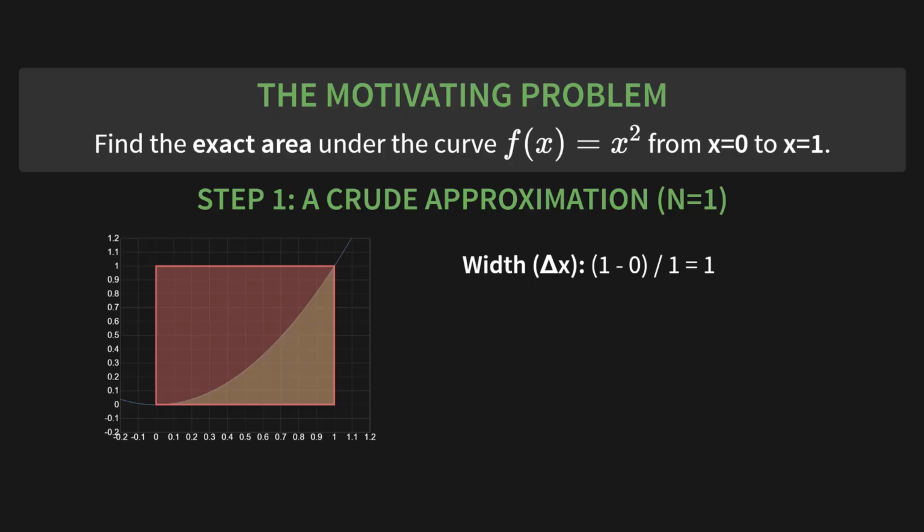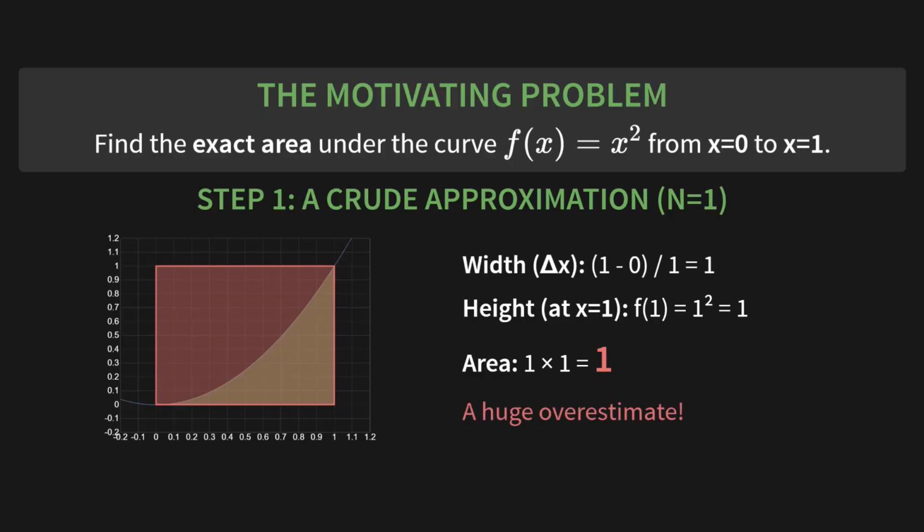So, n equals 1. What's its width? Well, we go from 1 to 0, so 1 minus 0 divided by our one rectangle gives us a width of 1. Simple. What's its height? Let's just take the height at the very end of the interval, at x equals 1. So f of 1 is 1 squared, which is 1. So the area is just width times height. 1 times 1, which is 1. A huge overestimate. You can see on the screen how much extra space that rectangle covers.